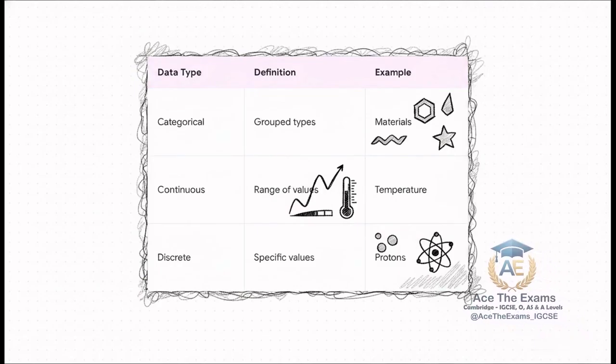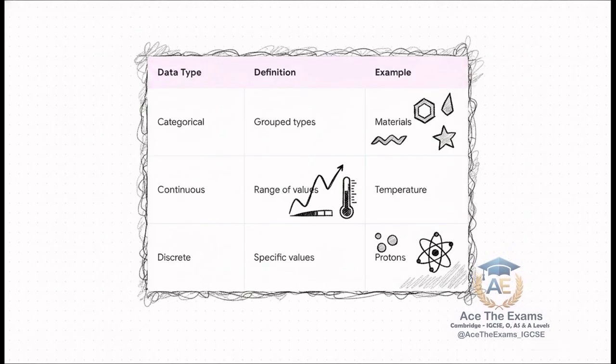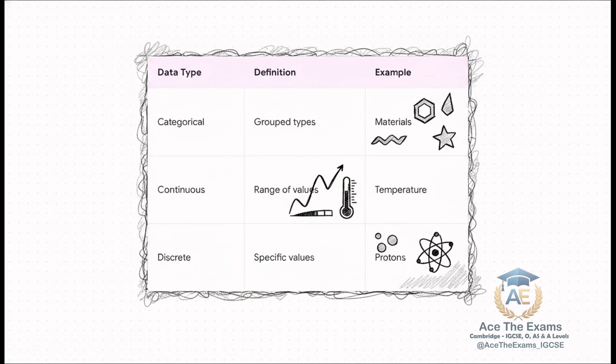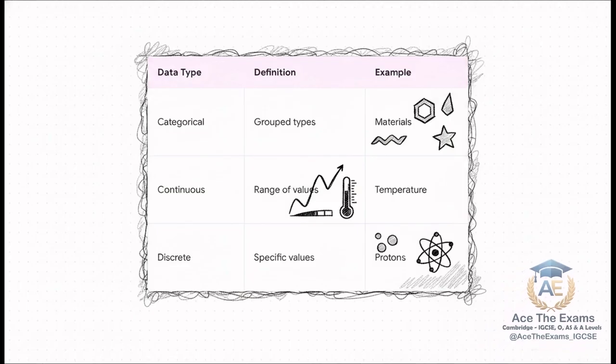Categorical data is sorted into groups that can't be neatly ordered by numbers, like the names of different materials. Wood, glass, plastic. You get the idea. Continuous data, on the other hand, can take any numerical value within a range. Take the temperature of an object. It could be 20 degrees, 20.5, or even 20.55 degrees. It slides on a continuous scale.